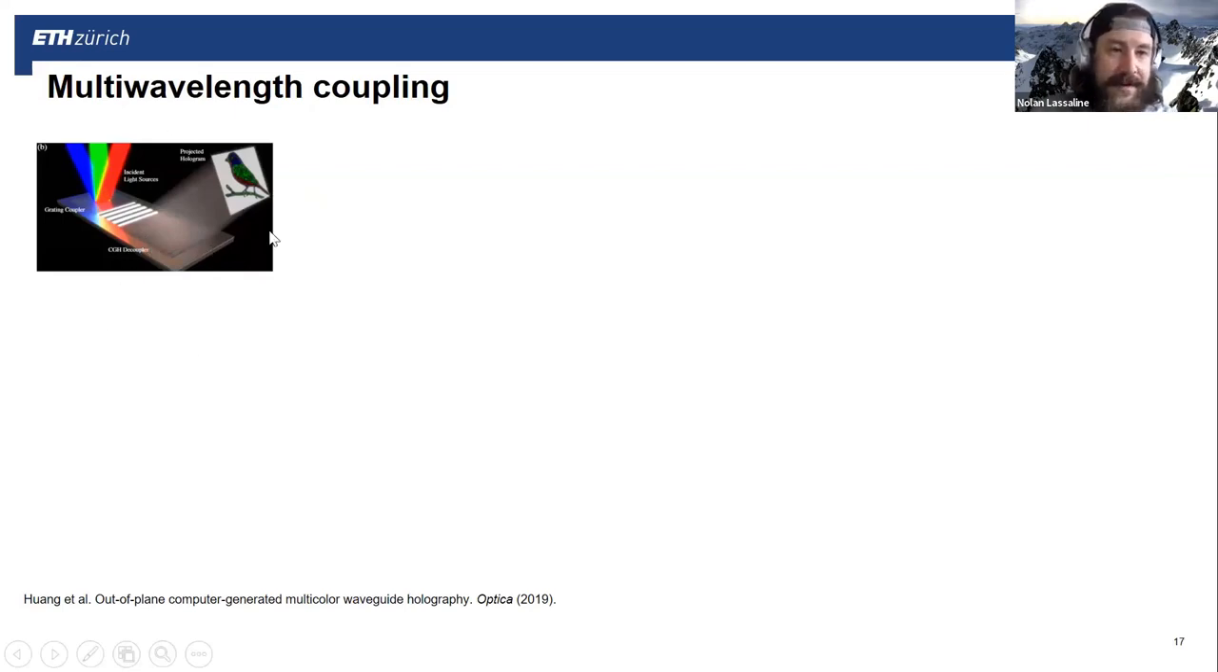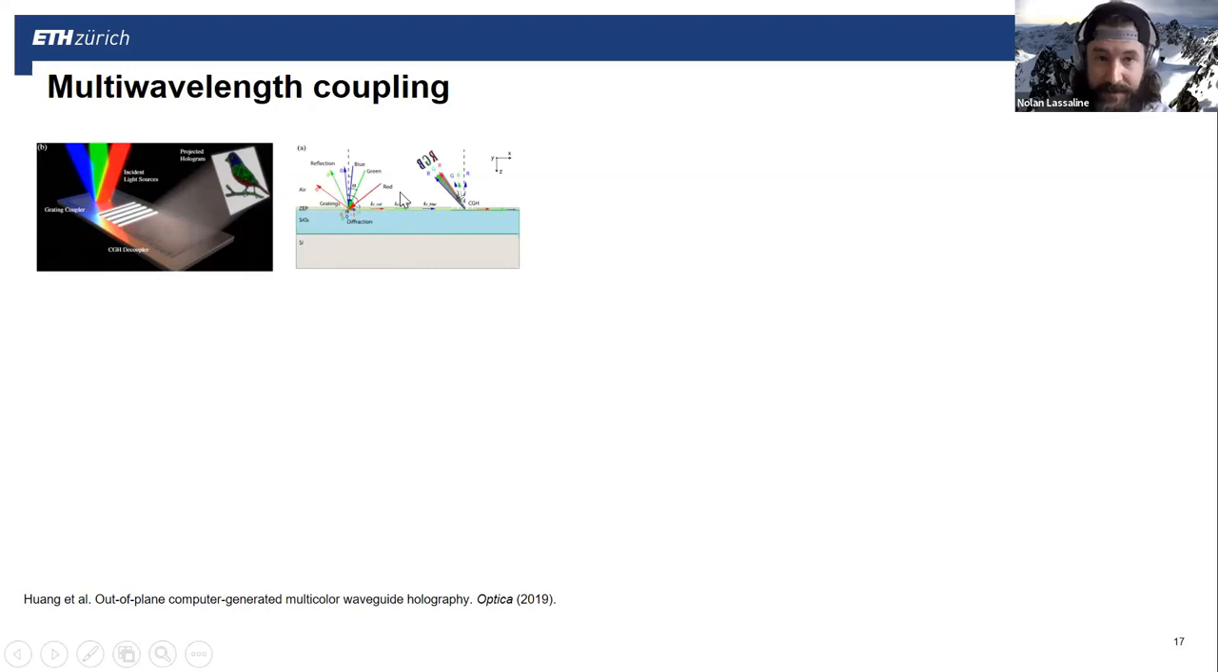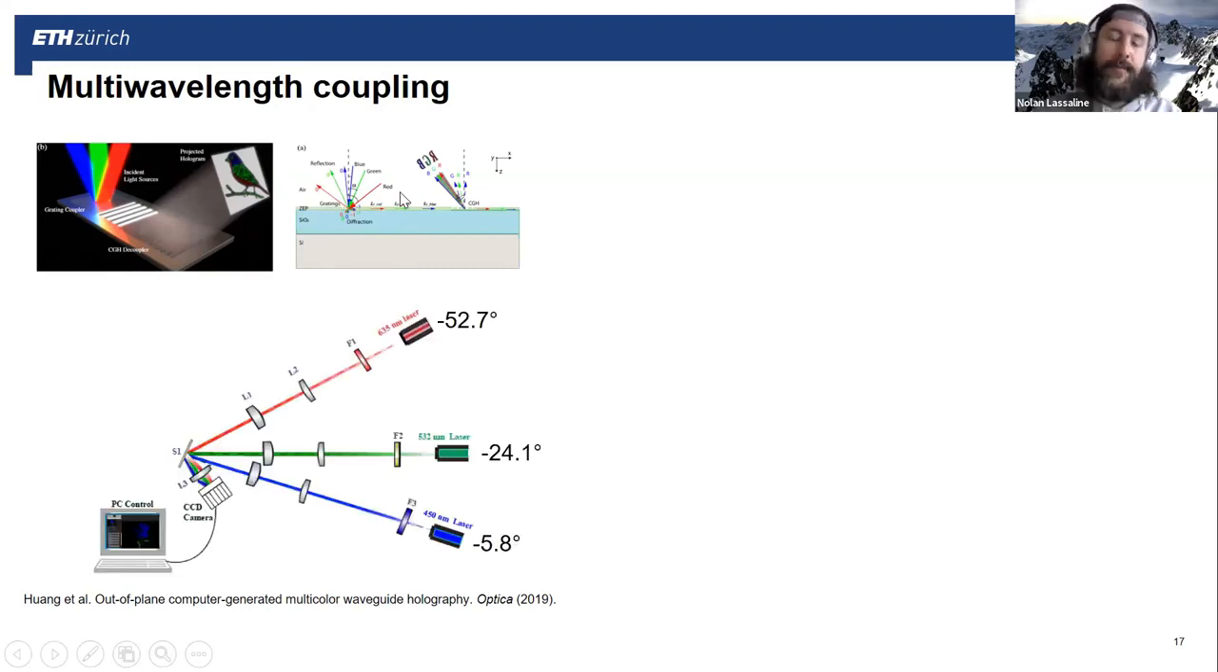And what this one did is it made a computer-generated hologram out of color with red, green, and blue, all in a single thin waveguide, depicted with the cross-section here. And what you notice is that when they have to couple 3 different colors into such a waveguide, because these gratings are dispersive elements depending on their wavelength and the periodicity of the grating, what you actually have to do is couple these colors at very different angles.